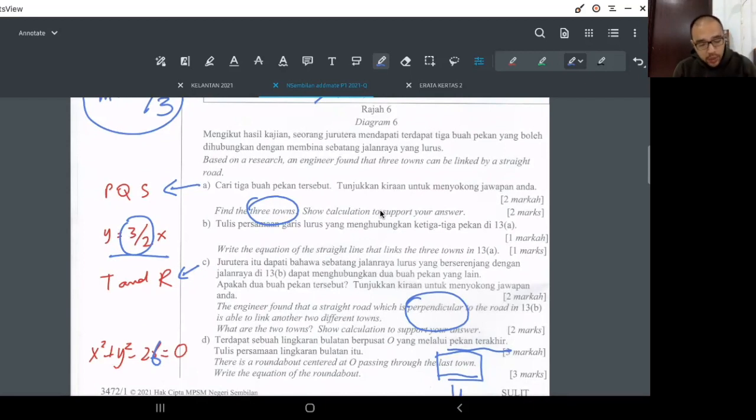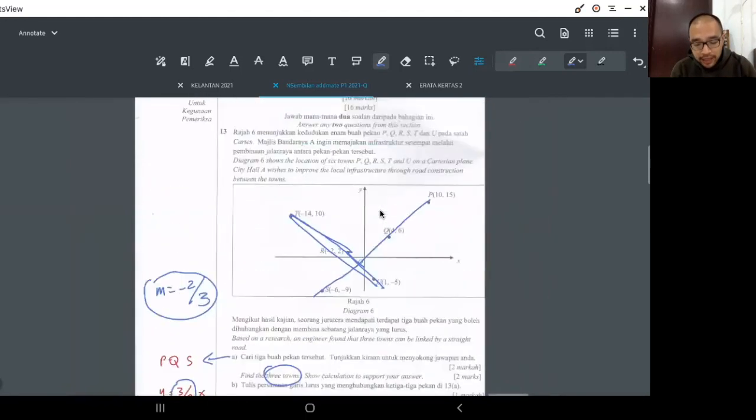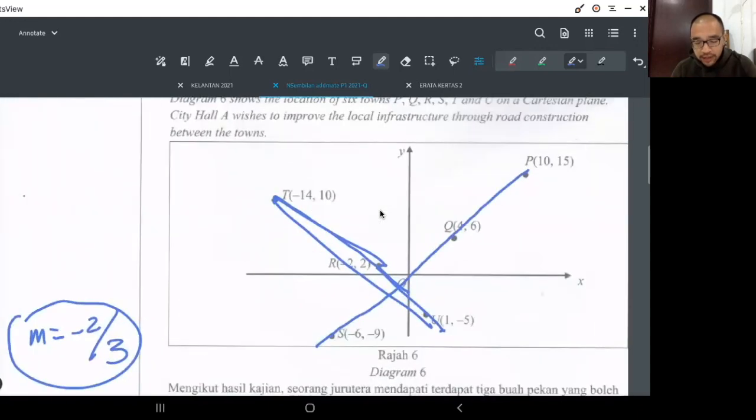Okay, and since we have TR in this one, the last question: there's a roundabout centered at O passing through the last town. The last town is the town that is not mentioned. Honestly, I also thought the same as the student who asked me. I thought that the last town is the town that is the furthest away. Paling jauh lah kan. Makes perfect sense. But no. Apparently, the last town is the town that tidak kena sebut, which is town U.